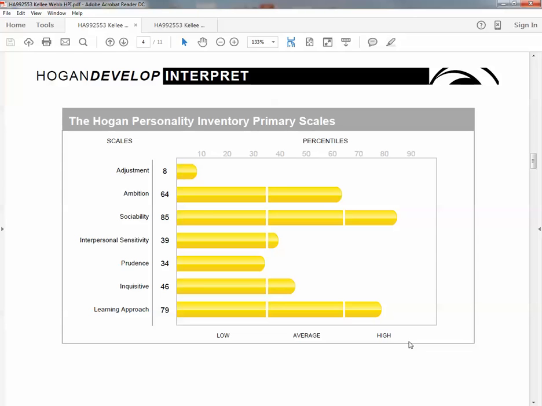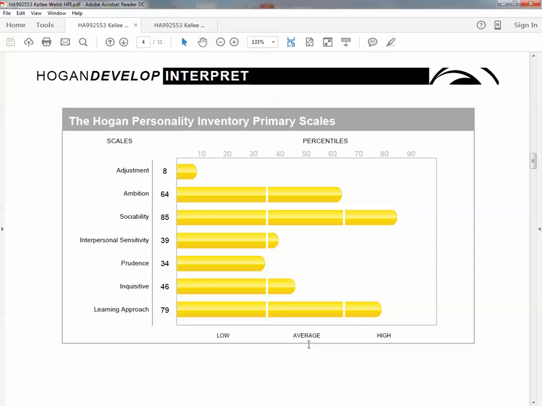If you're low, like I am in adjustment, that is my score for that trait. If I were to score in the middle, say 50% in the average range, then all that means is I can communicate and work with people on both ends of this scale, whether they were a high adjustment or a low adjustment, because I'm right in the middle. So this scale has more to do with how you work together with other team members and how you communicate with other individuals, versus whether something is good or bad for you. It's not good or bad, it's just you and how you are.